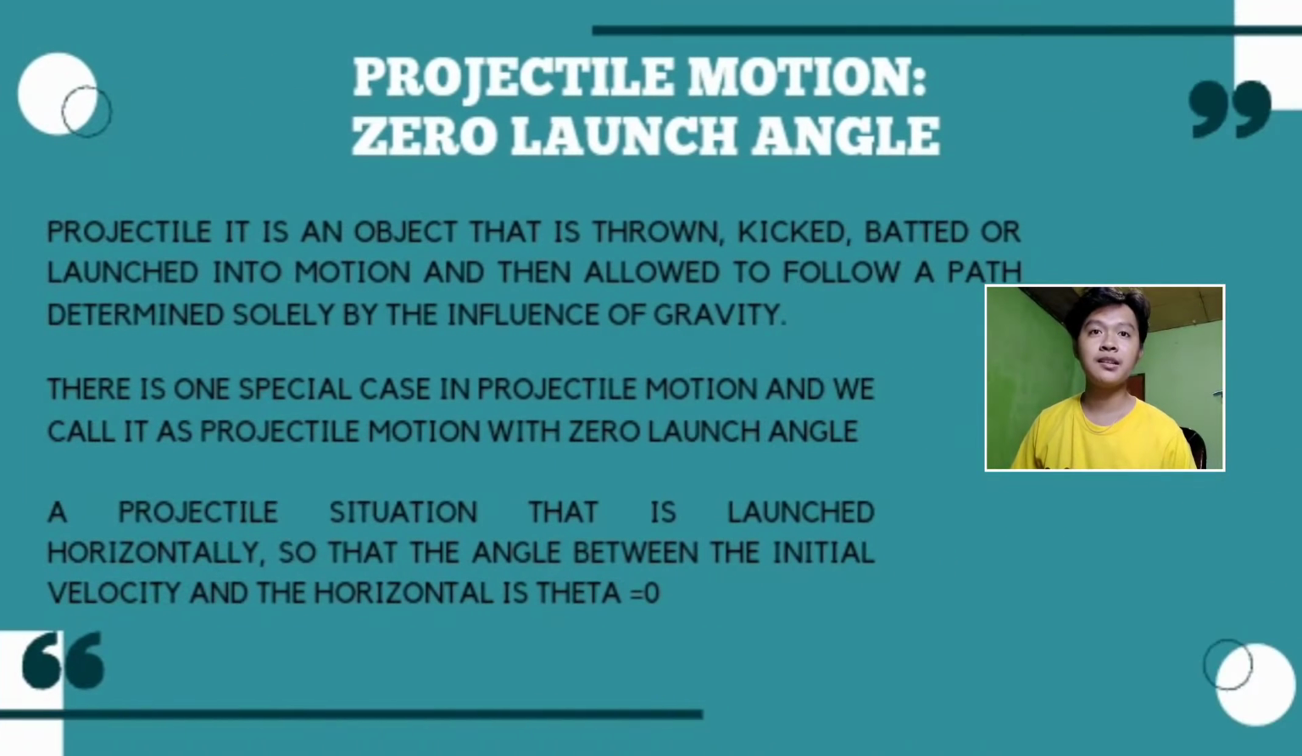Projectile, it is an object that is thrown, kicked, batted, or launched into motion and then allowed to follow a path determined solely by the influence of gravity. There is one special case in projectile motion, and we call it projectile motion with zero launch angle. A projectile is launched horizontally so that the angle between the initial velocity and the horizontal is theta.